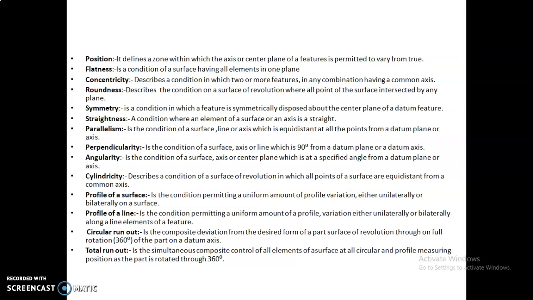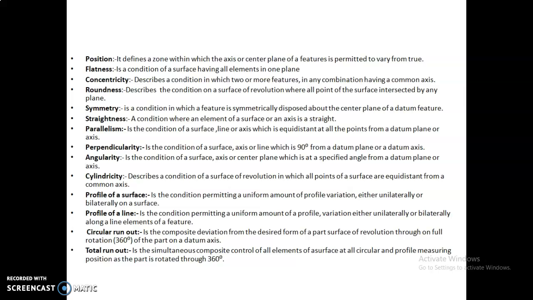Position is defined as a zone within which the axis or center plane of a feature is permitted to vary from the true position. Means it is the most widely used GD&T symbol in an engineering drawing, and it is used to specify how much variation is to be allowed between the given dimension and the actual dimension. Flatness: it is a condition of a surface having all elements in one plane.